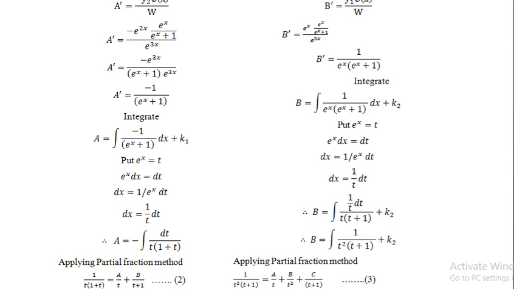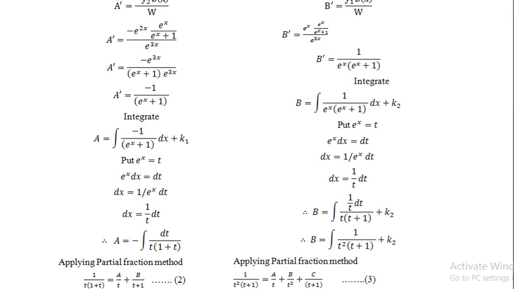So integration of minus 1 divided by e raised to x plus 1 dx plus some arbitrary constant k1. Put e raised to x as t and differentiate: e raised to x dx becomes dt. Then divide on both sides by e raised to x, that becomes dx equals 1 by e to the power x into dt, and again e raised to x is t, so 1 by t dt.